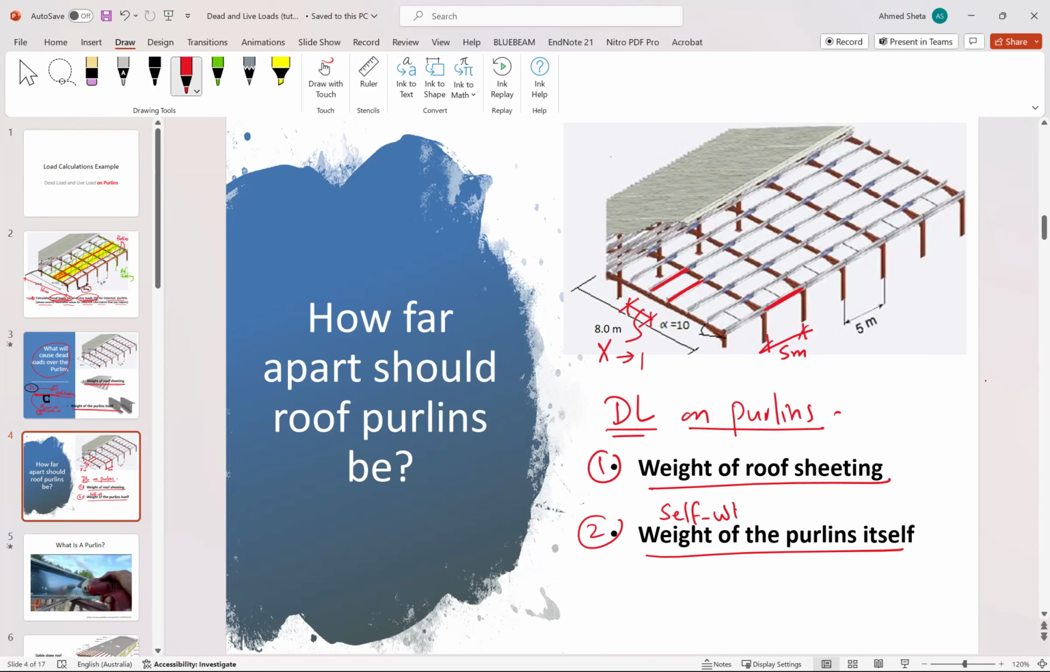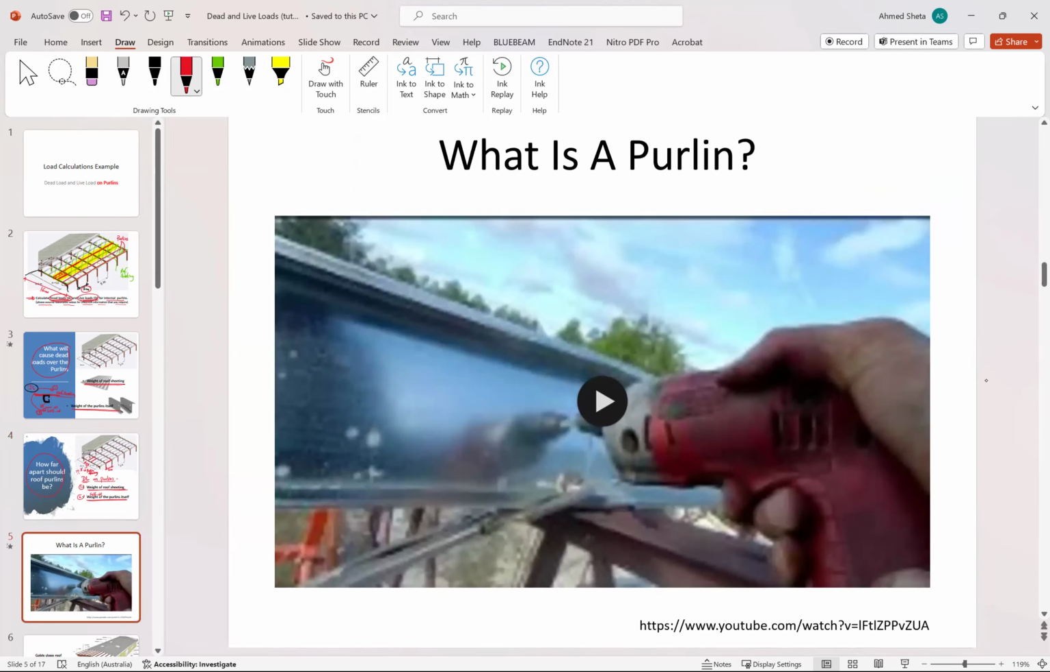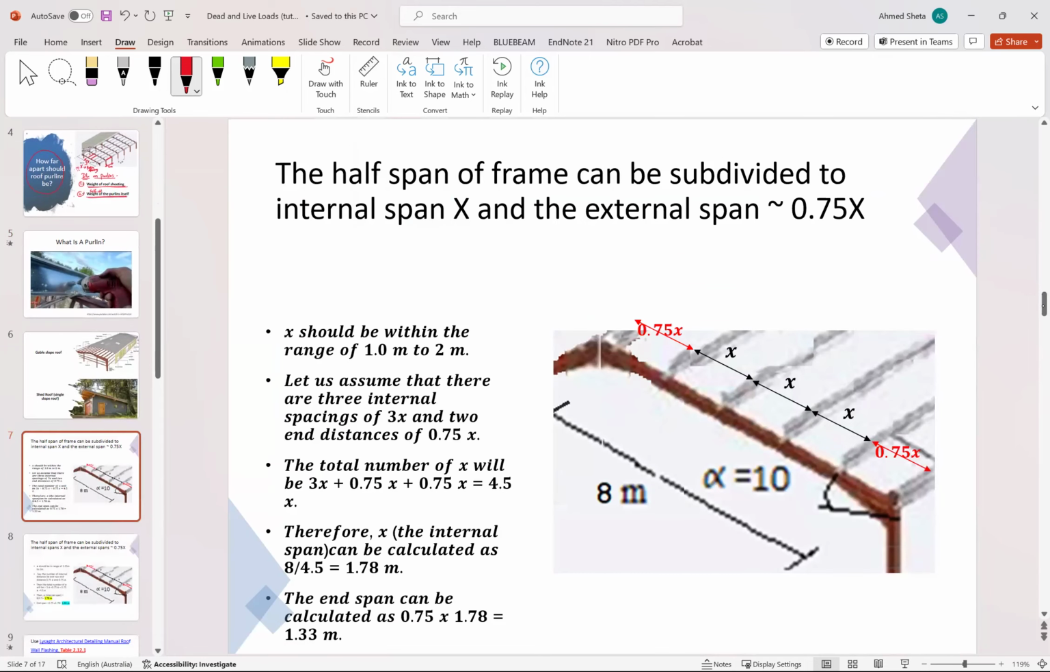So X is the purlin spacing. This information is not given to us, so we need to know how far apart the purlins are. To know the roof sheeting weight and the self weight of the purlin, we need to know first how far apart the purlins are. Okay, so we will go to the next slide.